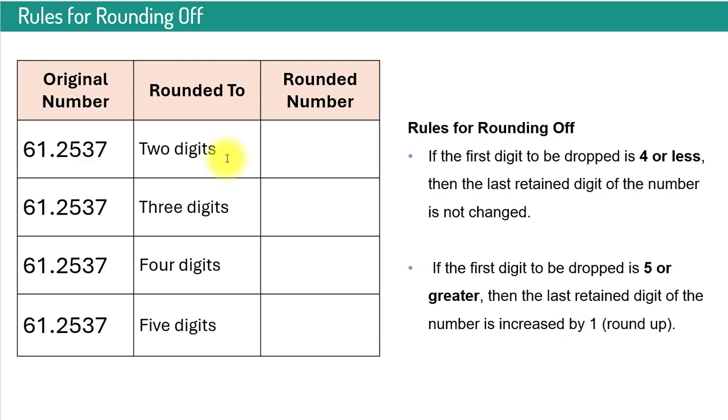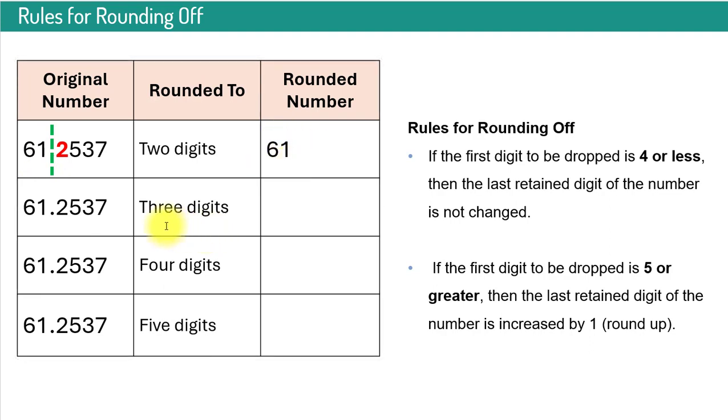Let's try it. First, we're being asked to round to 2 digits. This means that we'll need to drop digits 2537. And in order to round the number correctly, I have to look at the first digit to be dropped. In this case, it's 2. Which case is it? 4 or less or 5 or greater? Well, of course, it falls under the case 4 or less. In this case, I make no changes to the last retained digit, and the rounded number is 61.